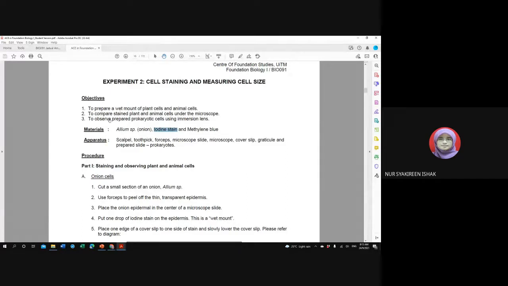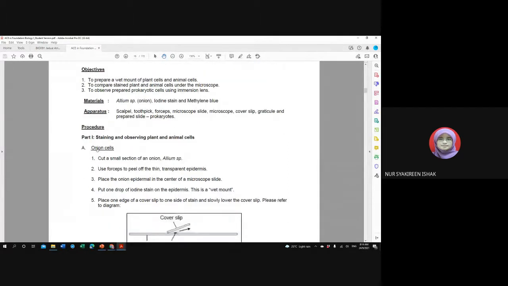So usually in the lab, for the prokaryotic cells, the source of the prokaryote is usually yogurt. Okay, the apparatus: scalpel, toothpick, forceps, microscope slide, microscope, cover slip, graticule, and also prepared slide. Because we are not doing the part of the experiment on measuring cell size, we will not be needing any graticule. A graticule is basically an apparatus used to measure the size of a specimen under a microscope. All right.